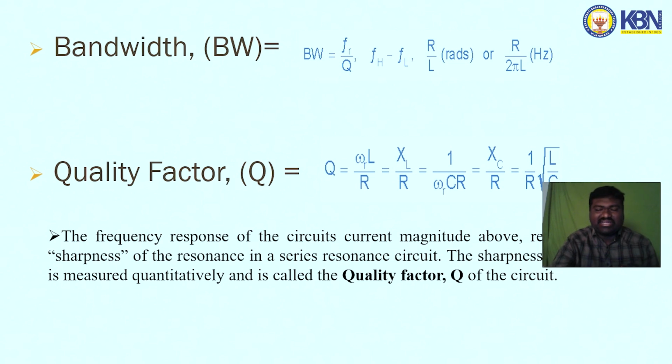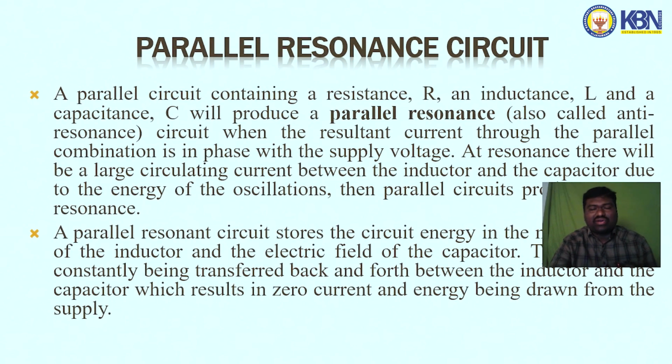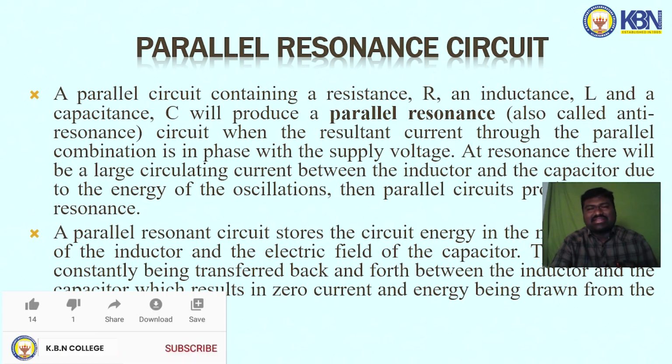It is represented by Q of this circuit. Parallel resonant circuit. A parallel circuit containing a resistance R, inductance L and capacitance C will produce a parallel resonance. In a parallel resonance circuit, we have two arms.